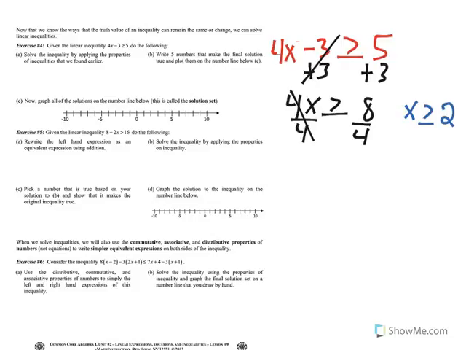And just so you know how many solutions there are for an inequality, there's infinite. There's infinitely many. There's the infinity sign. Okay, write 5 numbers that make the final solution true. Well, I need numbers that are greater than or equal to 2. So how about 3, 4, 5, 6, 7? There you go. There's my 5 numbers.